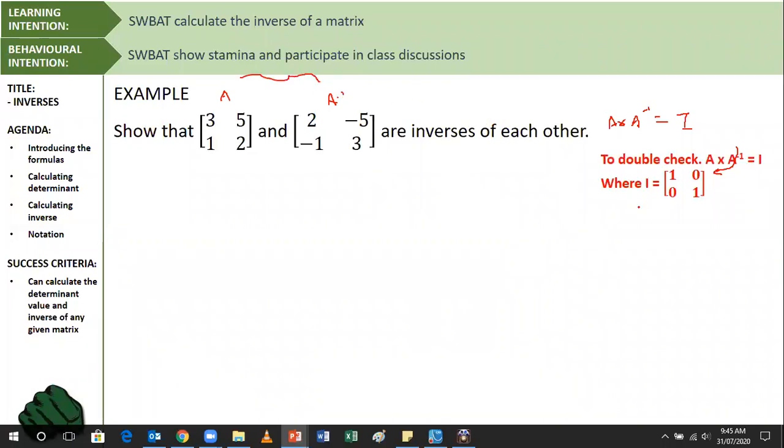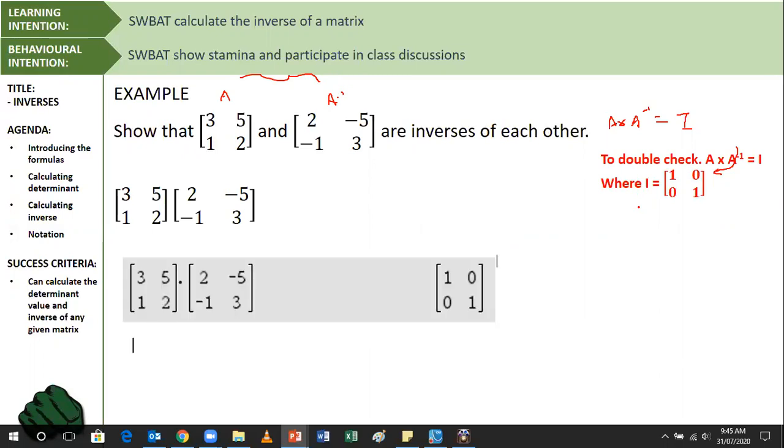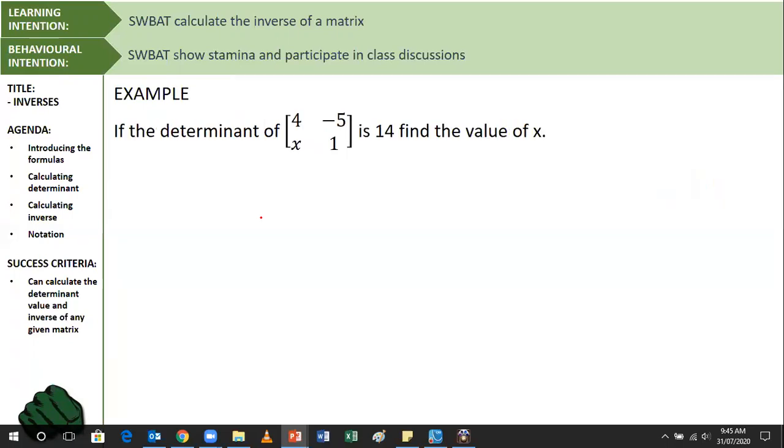So if I multiply the two, it should give me my identity. So there it is. 3, 1, 5, 2 multiplied by 2, -5, -1, 3 multiplied out gives me this. And looking at this, we can justify the answer by saying that A times A inverse is the identity. So therefore, they're inverses of each other.